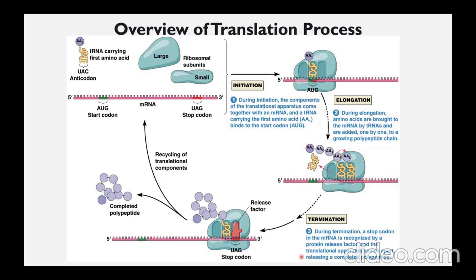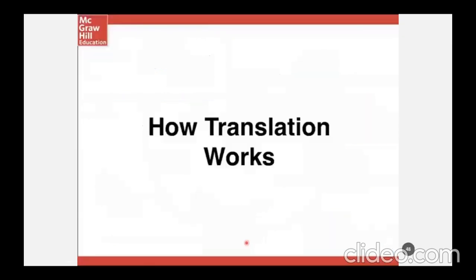Lastly is termination. During termination, suddenly it realizes there is a stop codon. There will be a protein release factor that blocks the new tRNA from coming in. So it releases the polypeptide chain. Once released, the ribosome subunits dissociate. Okay? So let's see the video.